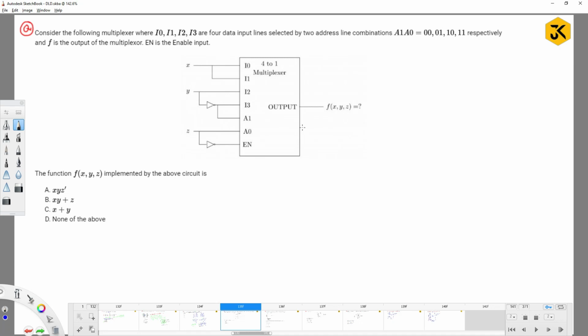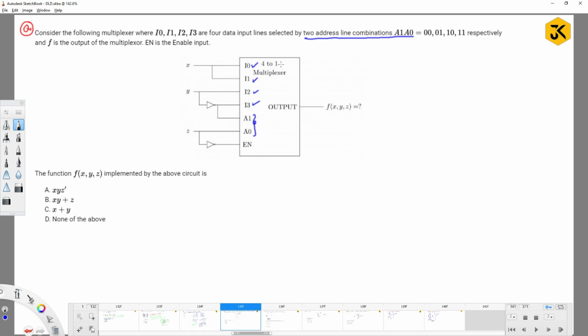Hi, let's see one of the GATE questions which was asked on multiplexers. Consider the following multiplexer where I0, I1, I2 and I3 are the data input lines selected by two address line combinations A1, A0, meaning that A1, A0 are the two select lines. Guys, you know the meaning.